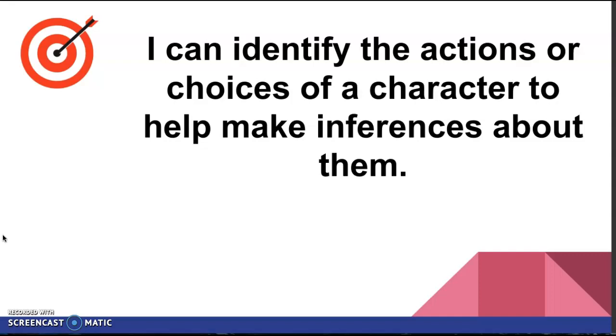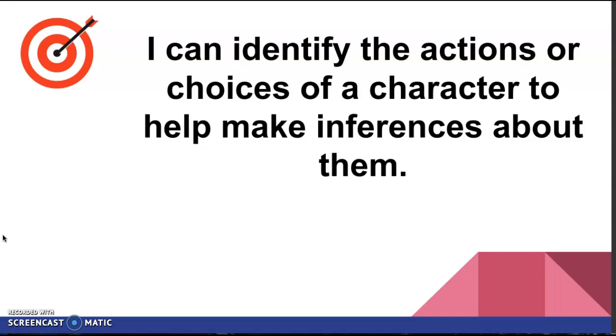Our learning target for today is: I can identify the actions or choices of a character to help make inferences about them. Let's read that again. I can identify the actions or choices of a character to help make inferences about them. So if I'm identifying the actions, I'm identifying what the character is doing. That can be by themselves as well as with another character. I can also identify the choices that the character is making.